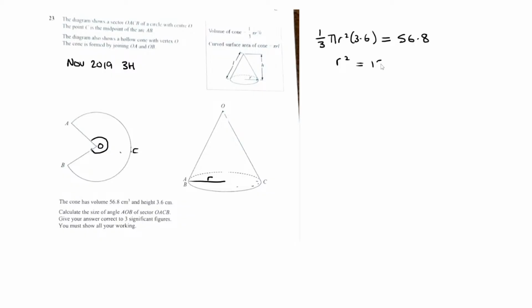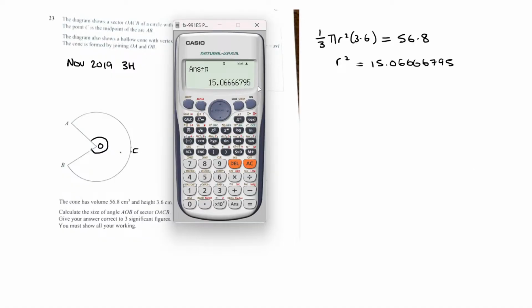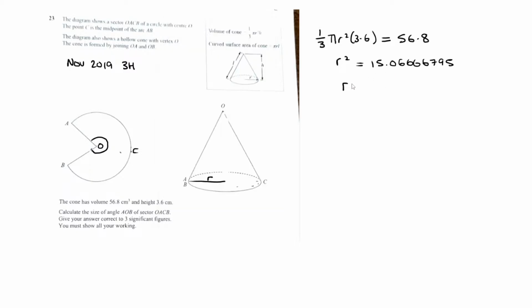They're kind of annoying numbers, but anyway. So what was it? 15.06666795, I think. I'm just writing all of it down for now. Okay, so that's the radius squared. You could then square root it to get the actual radius. So 3.88... 3.88. Obviously that carries on. Don't forget that we're not literally rounding it.